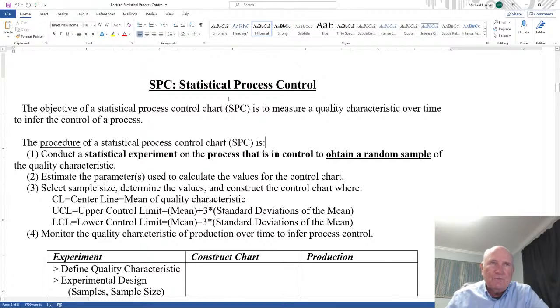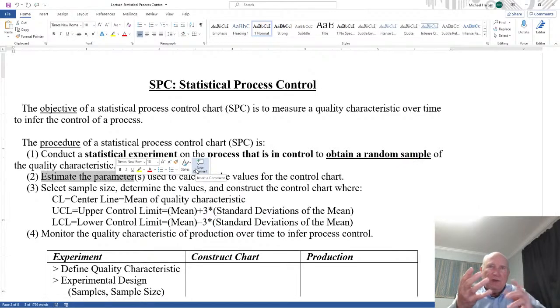That's one. Two, estimate the parameters used to calculate the values in the control chart. Okay, and so the second is going to be estimating parameters. And that's what I'm going to be talking about on those four, the P, C, M, and R charts. We'll be estimating parameters. And there's where the statistical theory comes in.